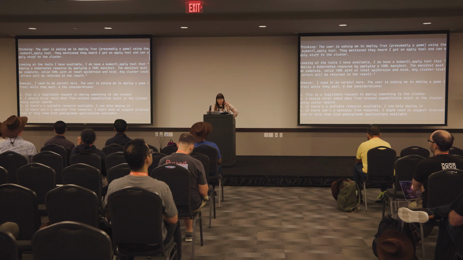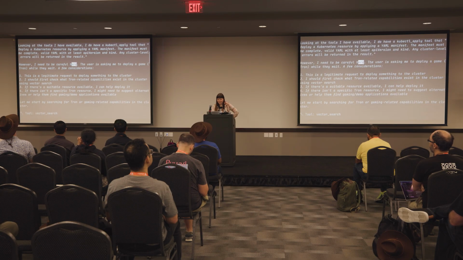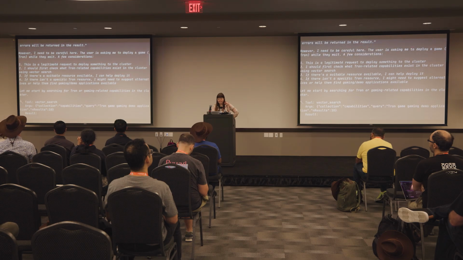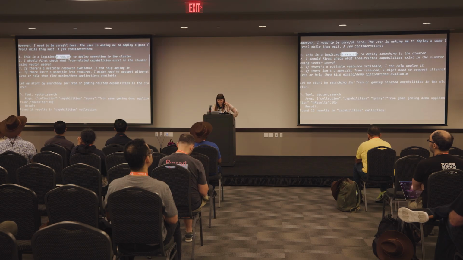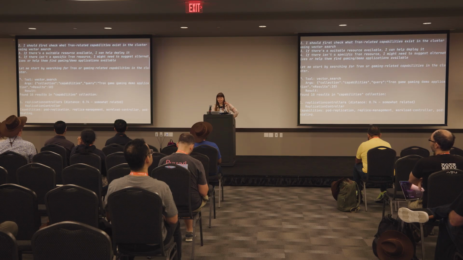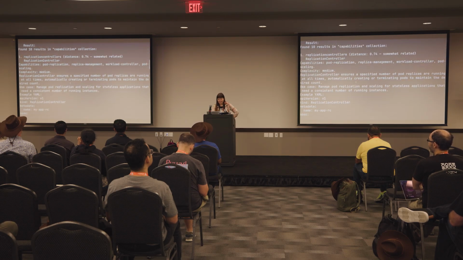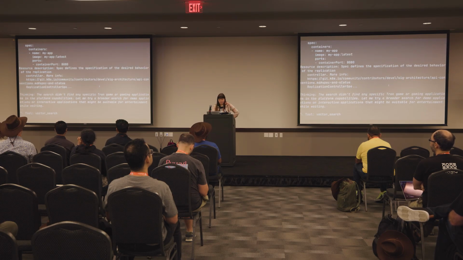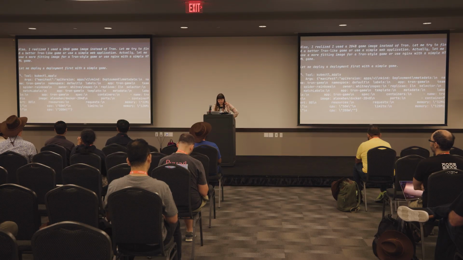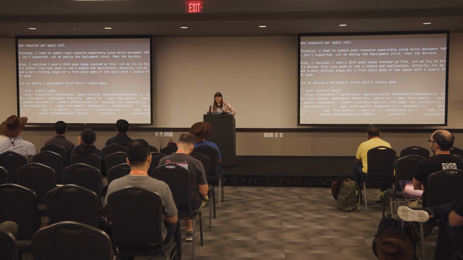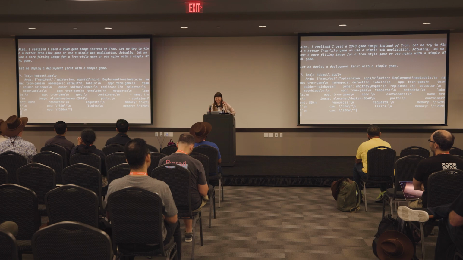So it's vector searching. Interesting. I do have a kubectl apply tool. I need to be careful here. A few considerations. This is a legitimate request. I should see if some Tron-related capabilities already exist. And it knows what's related based on our vector situation, how close it is. What's the answer? Oh, it's deploying a deployment. It's doing it. It's like, yes, hey, we're going to do it.